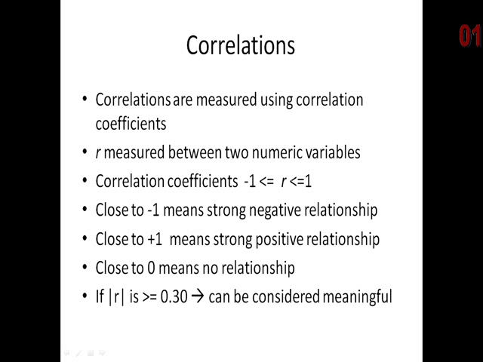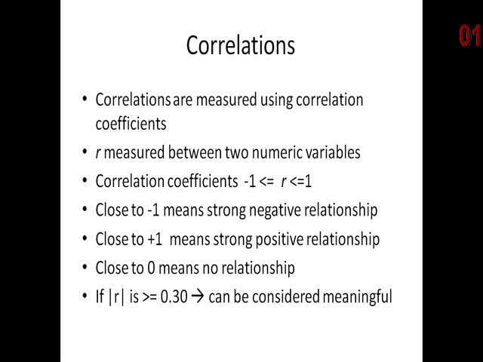It's dimensionless. It doesn't have any unit of measure. It's a pure number, and it can vary anywhere from -1 to +1. Now, if it is close to -1, it means a strong negative relationship, and if it is close to +1, it means a strong positive relationship.